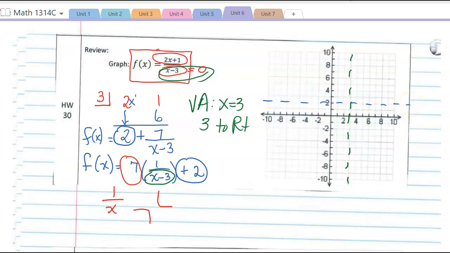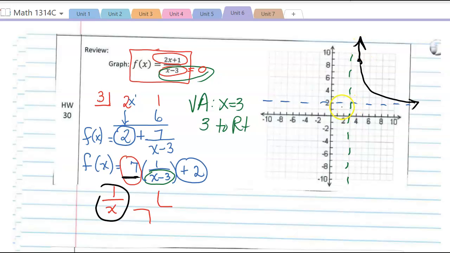Now I'm ready to graph. I'm going to go to my new origin, which is here, and I am going to go over just like the parent function, except instead of going over 1, up 1, I'm going to go over 1, up 7, because of the multiplier. So I'm going to go over 1 and then up 7. 1, 2, 3, 4, 5, 6, 7. And then now from here, I'm going to do my graph so that it goes as quickly as possible down here to my asymptote and up there to my asymptote.